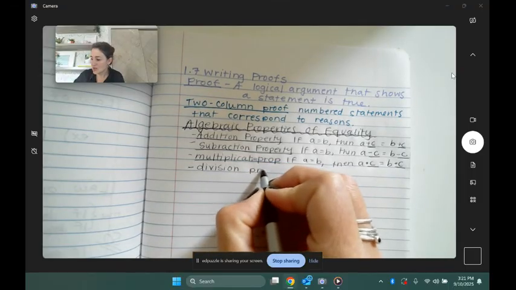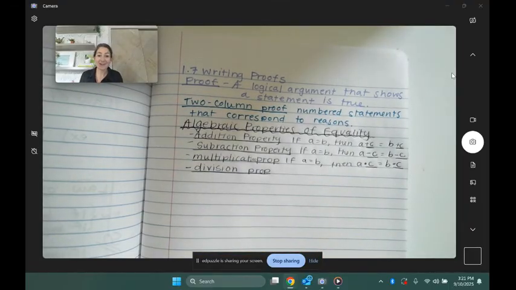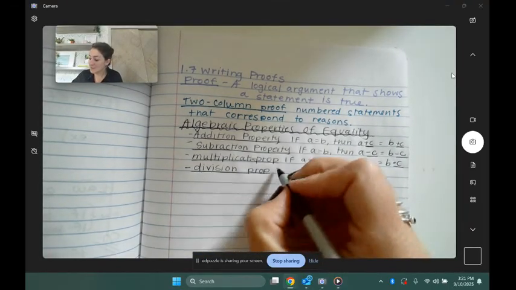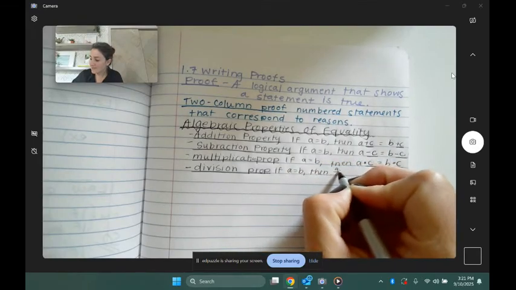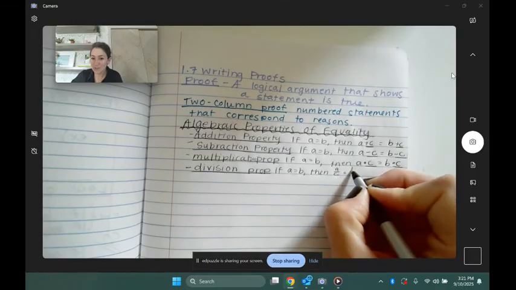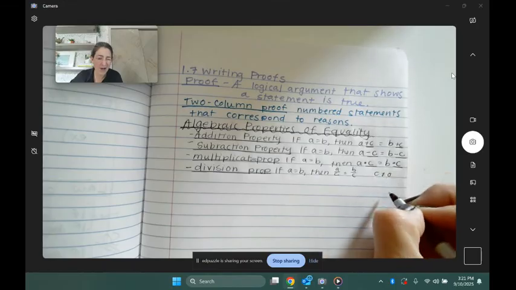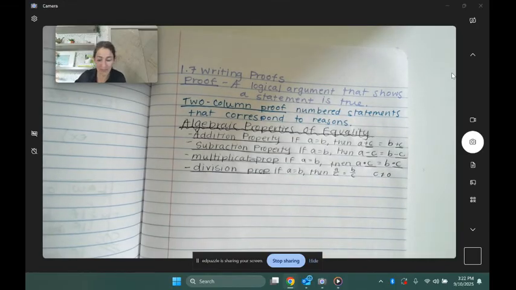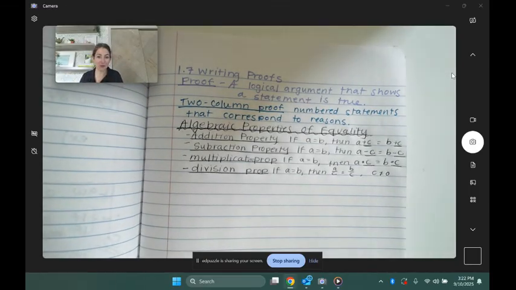The division property of equality is a very similar one. If A is equal to B, then A divided by C is equal to B divided by C, except you can never divide by 0. So I have to throw that in there: except C cannot be 0. Anything else you can divide both sides by? Cool. There's one more, and this one's a little bit different to give you a little variety, and then we'll do an example.